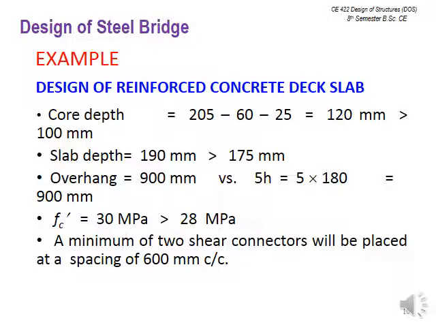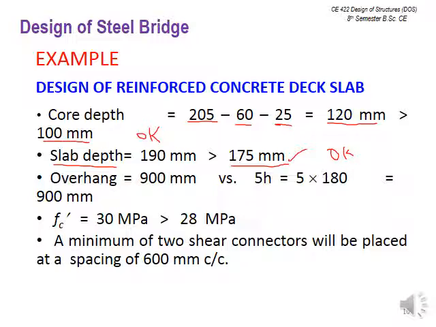Then core depth, it should be greater than 100. So it is 205 total, and you are subtracting the covers from top to bottom. It is 120 millimeters. It is greater than 100. So again, that condition is giving you the satisfied answer. Next is slab depth. It is 190, greater than 175. We already satisfied that, but still it is okay. You have to write over here OK sign.